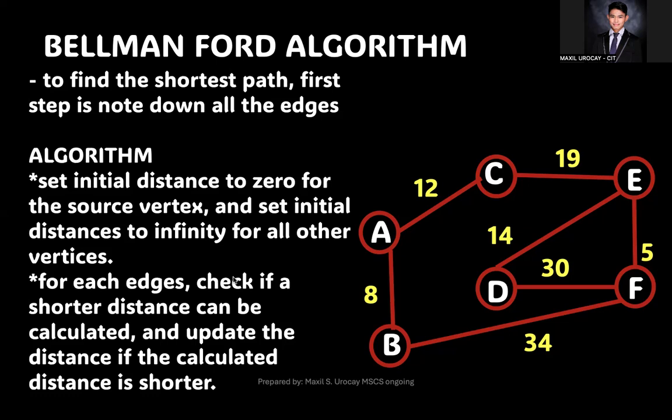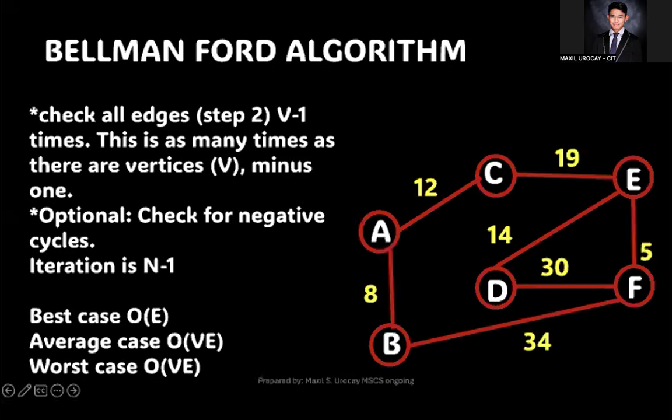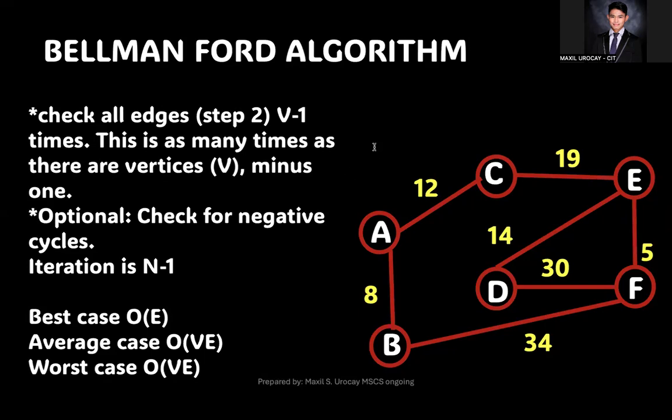For each edge, check if a shorter distance can be calculated and update the distance if the calculated distance is shorter. Next, you check all edges in step 2, V minus 1 times, as many times as there are vertices minus 1. Optionally, we check for a negative cycle. The best case complexity is big O of E, and the average and worst case complexity is big O of V times E.